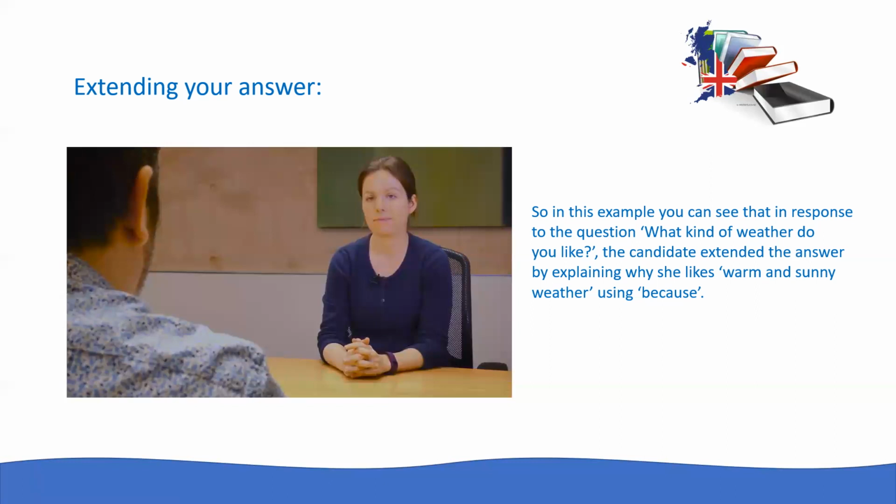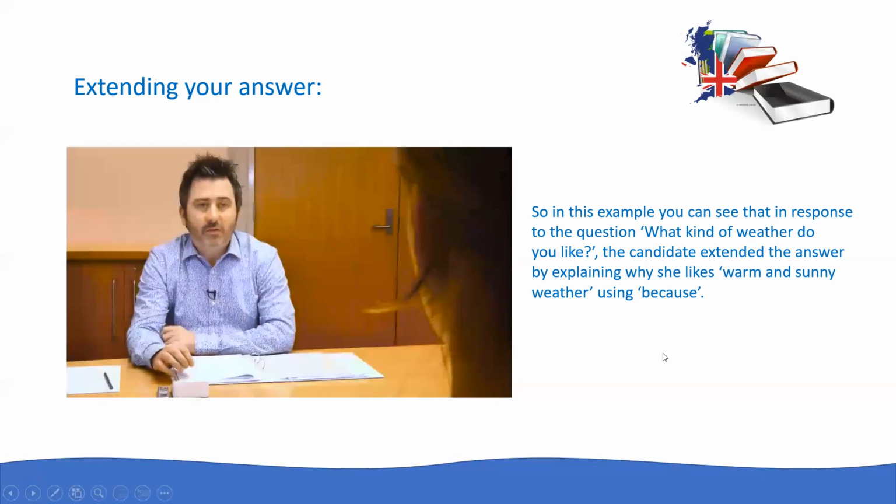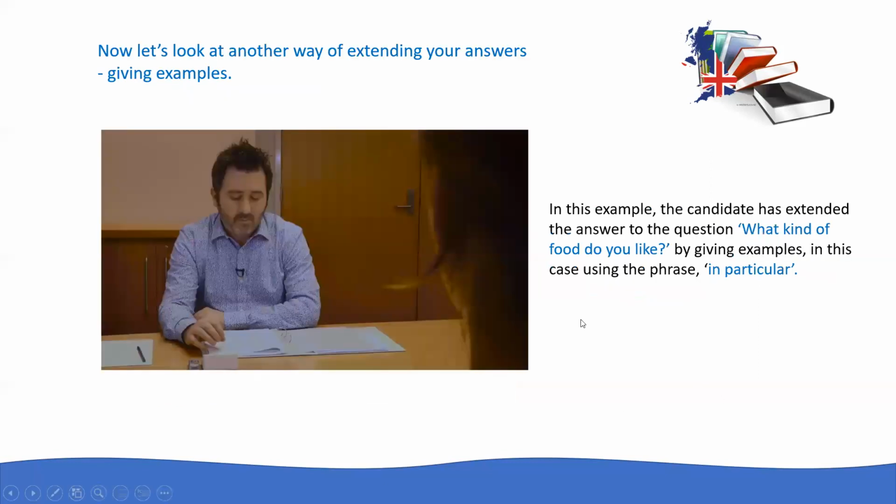Right, so because, she gave a valid reason and justified why she likes warm and sunny weather. So the answer is brief but concise. When we say brief but concise, she says exactly what is needed, right? And that is to justify her answer as to why she likes the weather warm and sunny. Okay, now let's take a look at another example here.